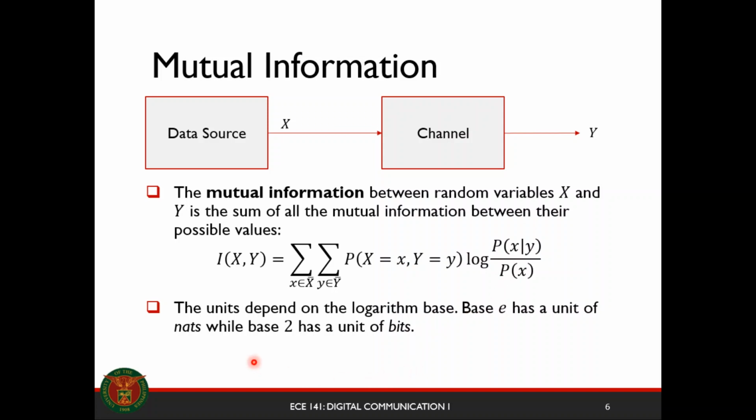Okay. The units of mutual information will depend on the base of the logarithm. Base e has a unit of nats, while base 2 has a unit of bits. So in the future, we'll be focusing on the bits part of mutual information, but let's generalize it first. So it depends on the base of the logarithm.